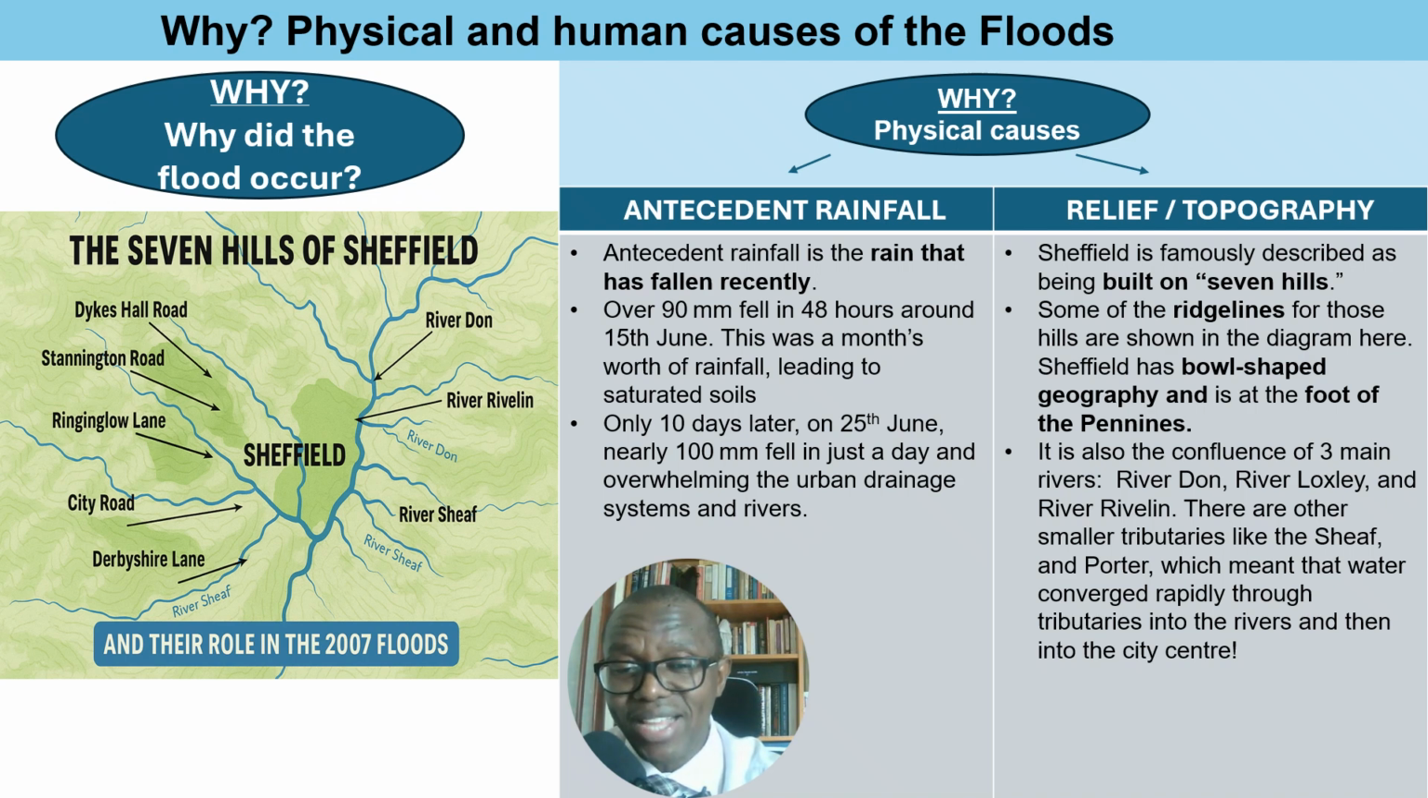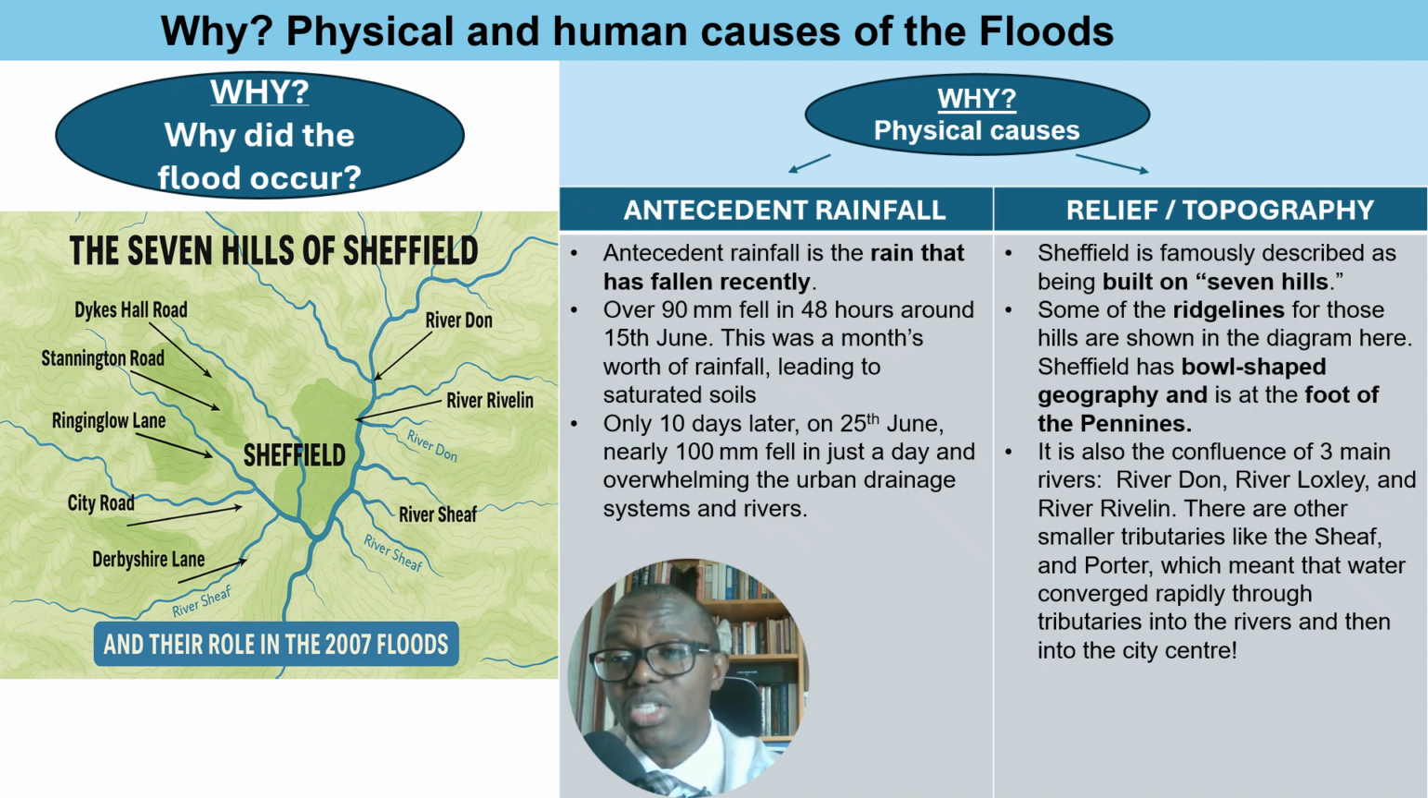And then 10 days later, after the 15th of June, so this is now the 25th of June, Sheffield experienced another 100 millimeters of rainfall in just one day. Now, that clearly was a problem because it meant that the saturated soils were already full of water. They couldn't take any more water. And now they have another 1 month's worth of rainfall to deal with. So they could not cope.